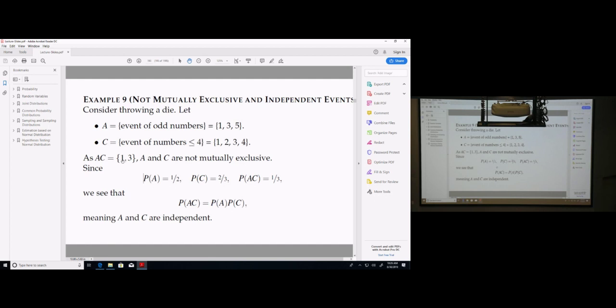So A is an event of odd numbers, but now I enlarge it a little bit, 1 to 4. But you actually see what's coming, because this will be equal to a half, this will be equal to 2/3, and then A intersect C will still be 1/3 as before. And now, because of the maneuver here, they both equal 1/3, and so the equality is okay. Now, this is where the difficulty is.